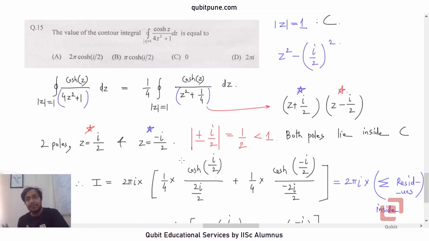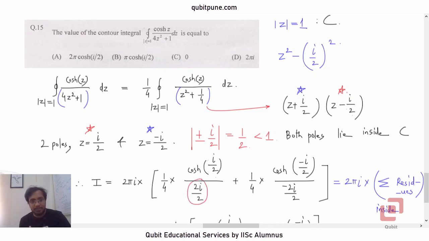Similarly, if I take z as negative I by 2, I will substitute this z in the whole of the integrand except where it makes the denominator 0. In this case, that's z plus I by 2. So it will be cos hyperbolic of negative I by 2 divided by negative I by 2 minus I by 2, or negative 2I by 2. So let me make appropriate colorings here.